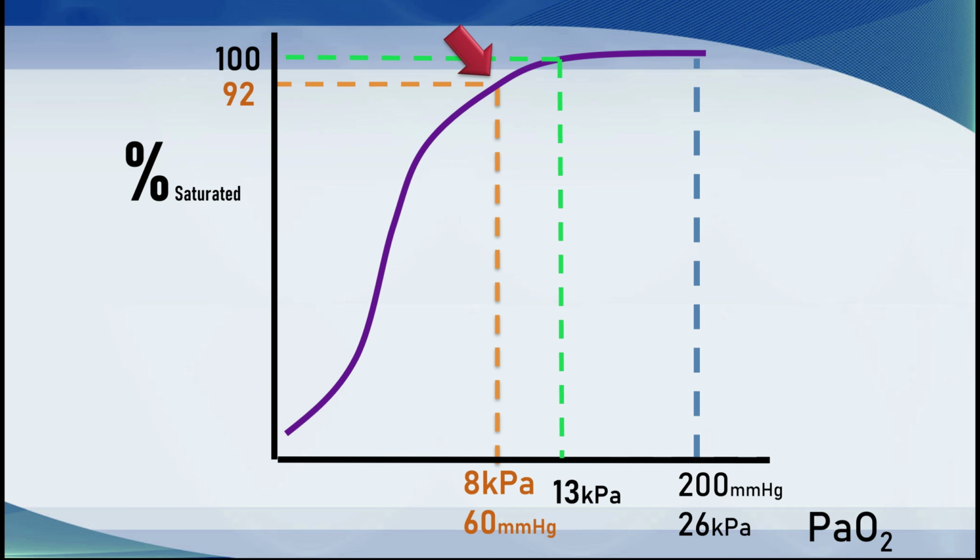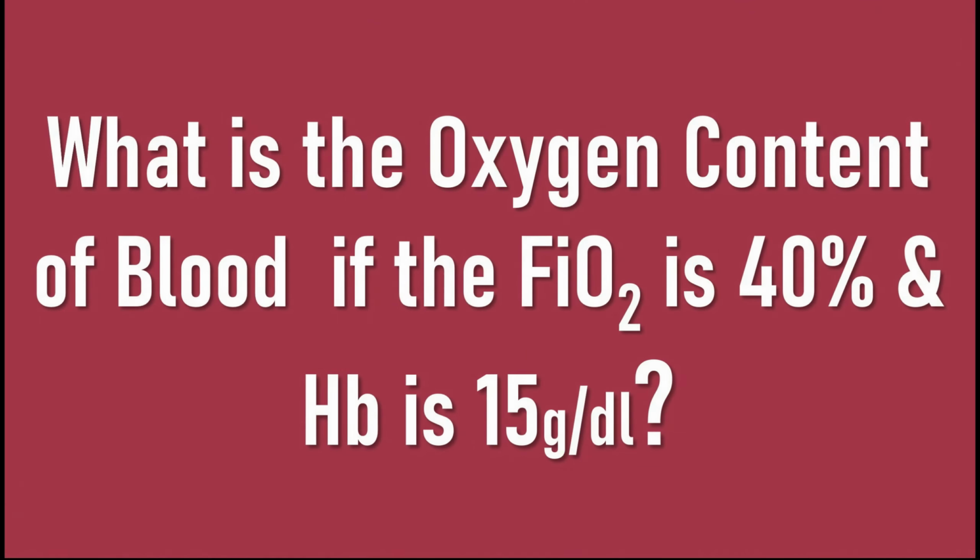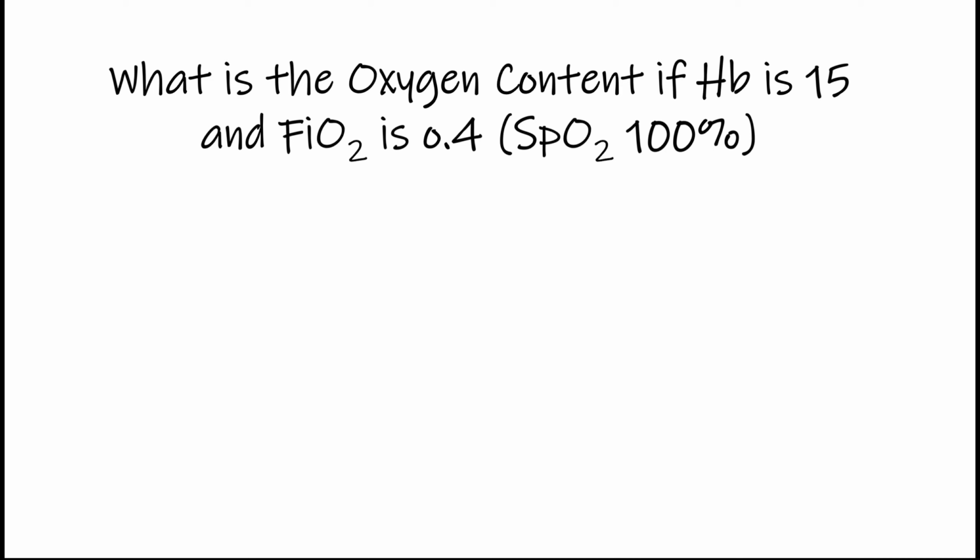But what is happening to all of this additional oxygen in the blood? Does it translate to an increase in the oxygen content? Or once we hit that 100% marker, is this just sticking there and the oxygen is of no value? So let's have a look at the oxygen content of blood if the FiO2 is 40% and the hemoglobin in Kevin's case is 15 grams per deciliter. So let's do the calculation.